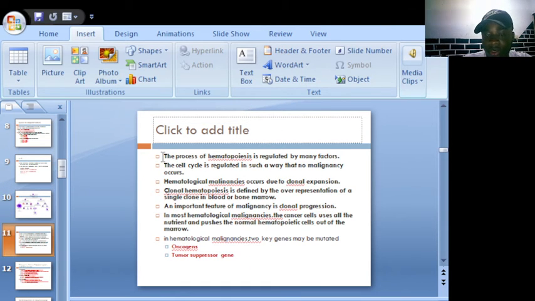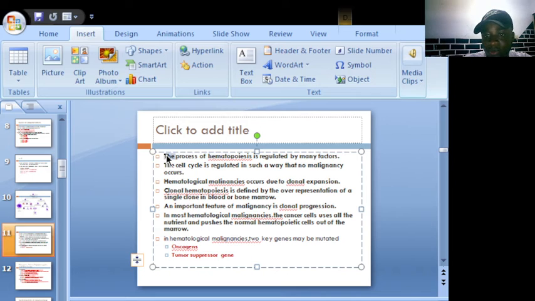So the process of hematopoiesis is regulated by many factors. Like I said, the cell cycle is regulated in such a way that no malignancy occurs. Hematological malignancies occur due to clonal expansion. Now, clonal hematopoiesis is defined by the overrepresentation of a single clone in blood or bone marrow. So, in the bone marrow, instead of the hematopoietic stem cell functioning to give rise to normal cells, there will be mutation.